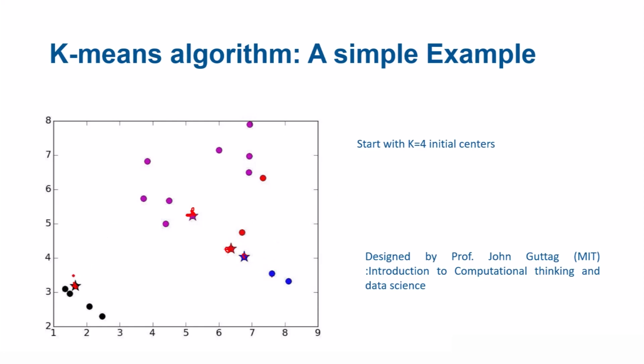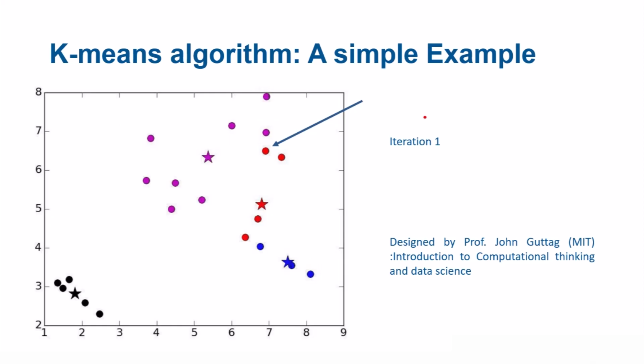Now it is quite obvious that if this is the centroid, these four observations will be part of it. If this is the centroid, probably these color coded observations will be part of the group. If this is the centroid, then probably these two. If this is the centroid, then probably these two. So we have these four clusters depending upon the initial k value of 4. Once we have those clusters, we calculate their centroids.